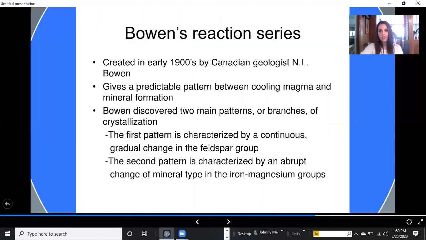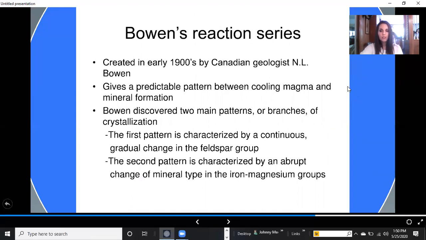So Bowen's reaction series. What is this? It was created in the early 1900s by a Canadian geologist. His name was N.L. Bowen. It gives a predictable pattern between cooling magma and mineral formation. Bowen actually discovered two main patterns or branches of crystallization.